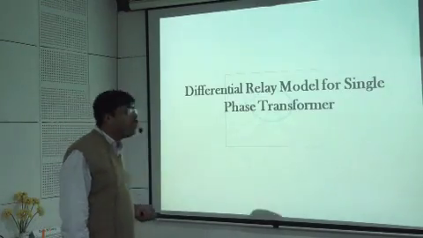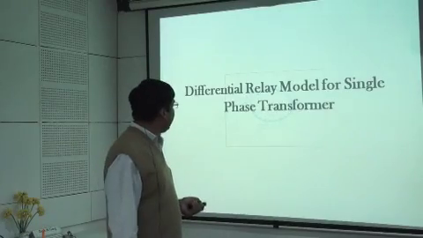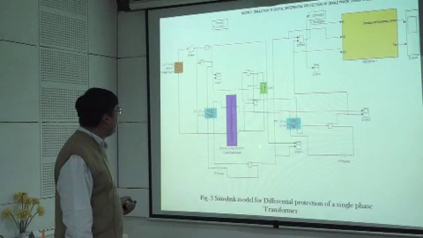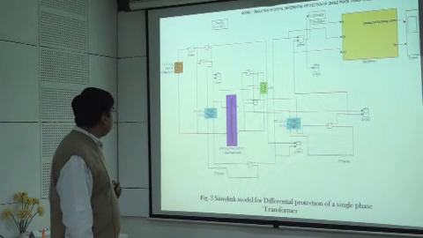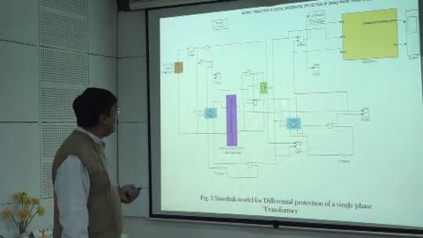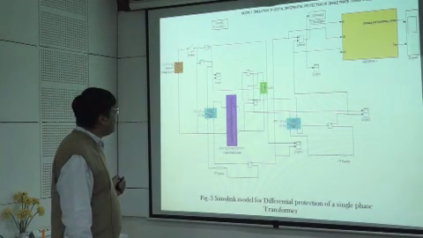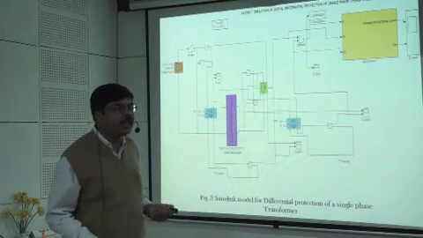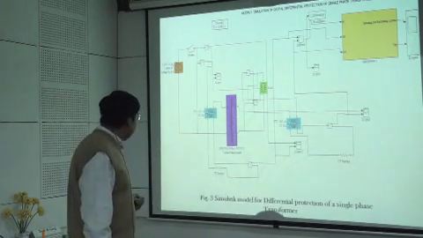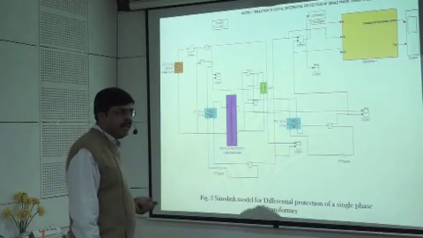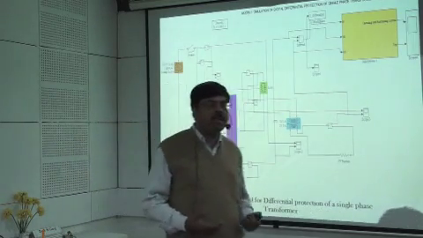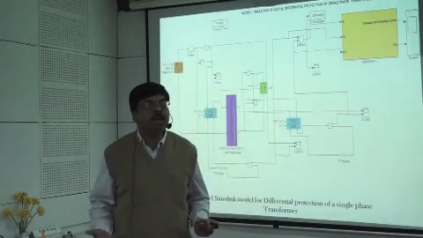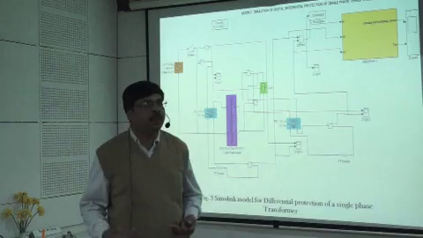First of all, let us see differential relay model for a single phase transformer. I have taken 2 kVA, 230 volt by 230 volt 50 Hz transformer. This is the supply and this is the load. This breaker is used to simulate the charging of transformer, means thereby we can simulate the magnetizing inrush conditions. I have used CTs on two sides to scale down the current. Many of the earlier researchers have simply used gain block to scale down the current, but I have used saturating transformer of Sim Power System toolbox to scale down the current.